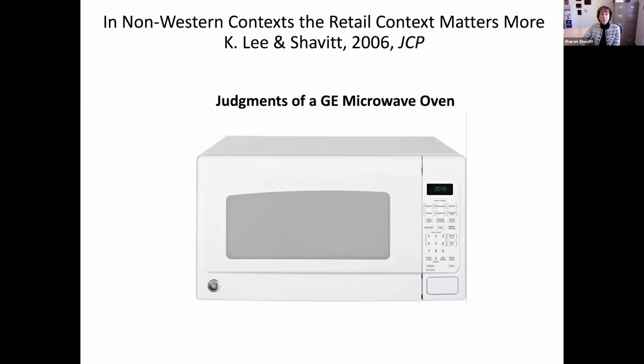So in one study, we had people imagine the exact same GE microwave oven at the same price point with the same features, but we asked them to think about it as being sold either at Kmart or at Marshall Field's. This was done a few years ago, so those stores were still in existence. Okay? And we were interested in whether they were going to connect the store reputation to the brand reputation.